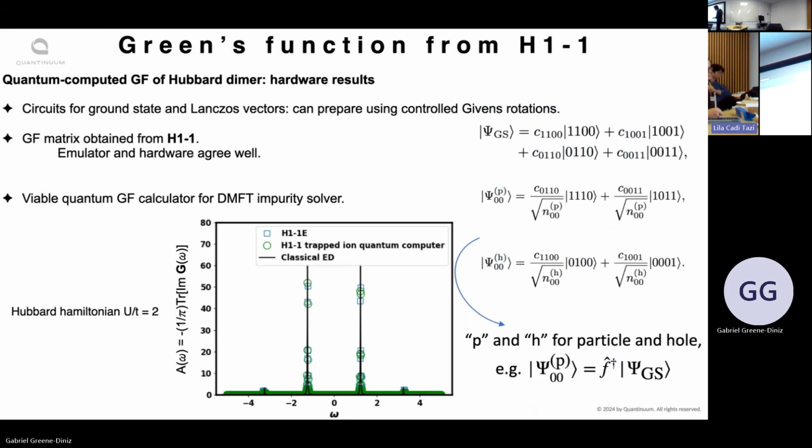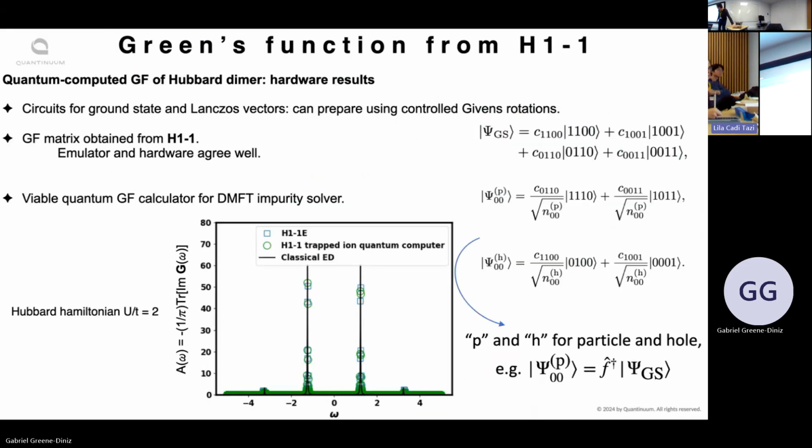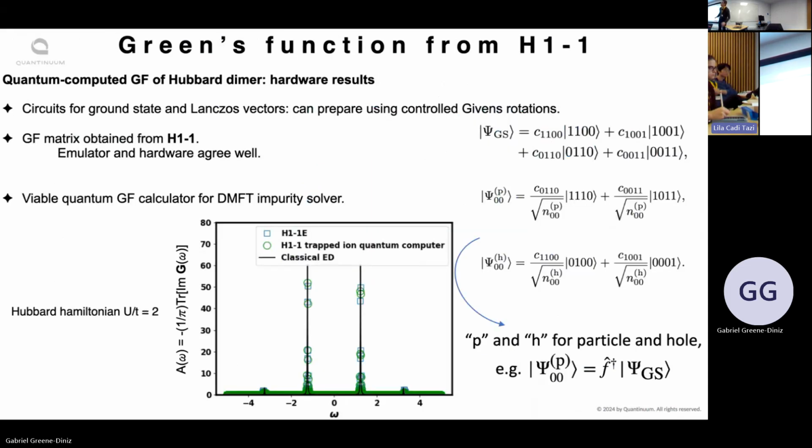The weights are a little small, but that's coming from the noise on the circuit. When you look at the expression here for the A's and B's, the type of noise that we saw on the device affected the B coefficient more, and the B is related to the normalization of your states. So you can intuit there that if there's an error in the normalization of the states, that's going to result in an error in the weight of the spectral function.